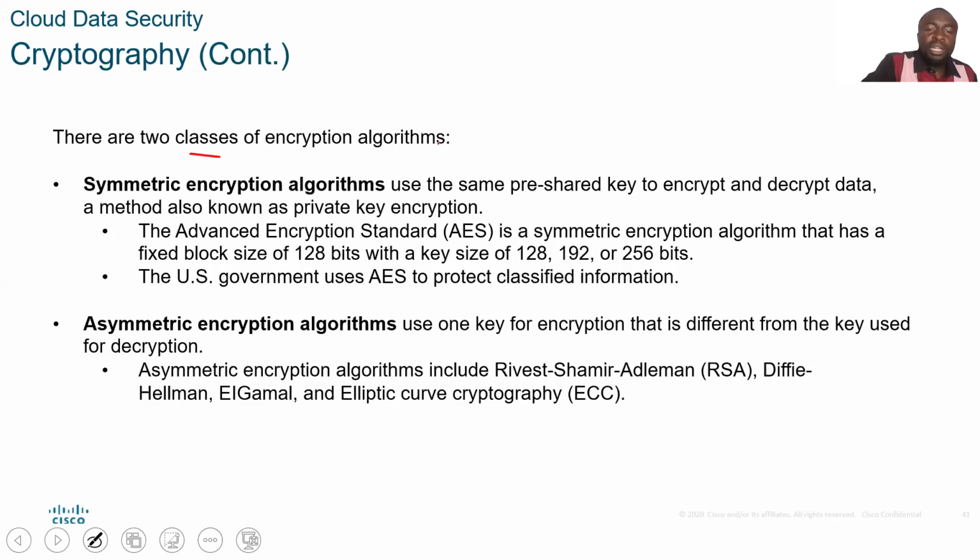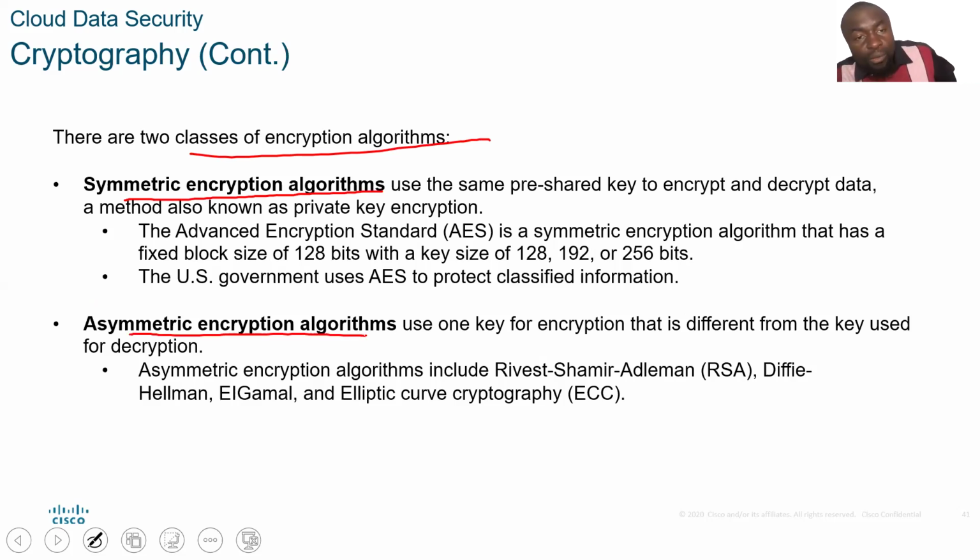There are two classes of encryption algorithms. One, the symmetric encryption algorithm, then the asymmetric algorithm. Now, what is the difference between the two? The symmetric encryption uses the same pre-shared key to encrypt and decrypt data. So, for instance, if I encrypt this data, the key or the password I use to secure it is the same thing that you use at the other end. The Advanced Encryption Standard, AES, which we use in our wireless routers or APs, is a symmetric encryption algorithm that has a fixed block size of 128 bits.